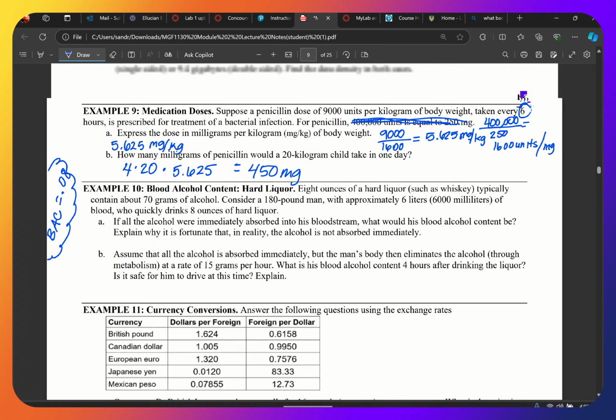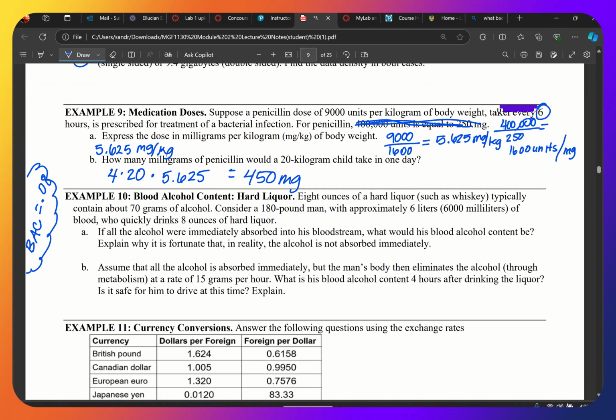All right, so let's talk about the blood alcohol content of hard liquor. 8 ounces of hard liquor, such as whiskey, typically contains about 70 grams of alcohol. Consider a 180-pound man with approximately 6 liters, which is 6,000 milliliters of blood, who quickly drinks 8 ounces of hard liquor. If all the alcohol were immediately absorbed into his bloodstream, what would his blood alcohol content be? And then explain why it is fortunate that in reality the alcohol is not absorbed immediately.